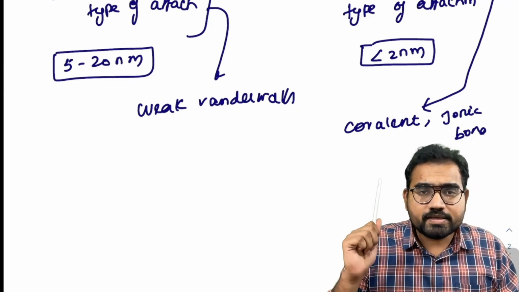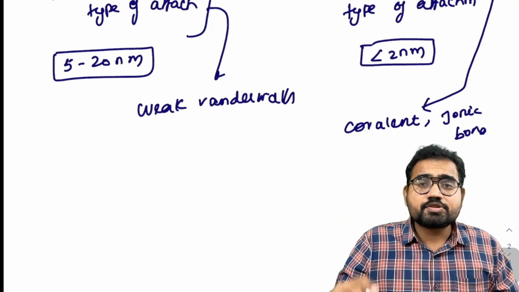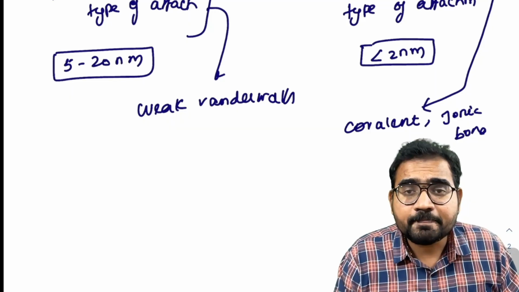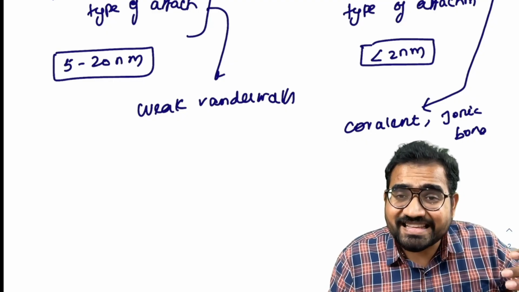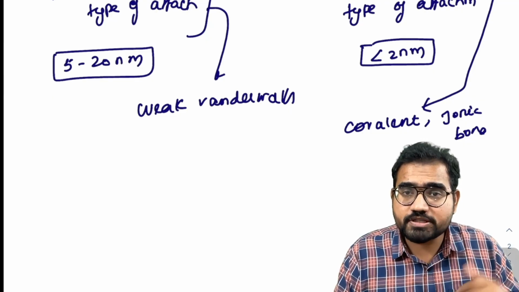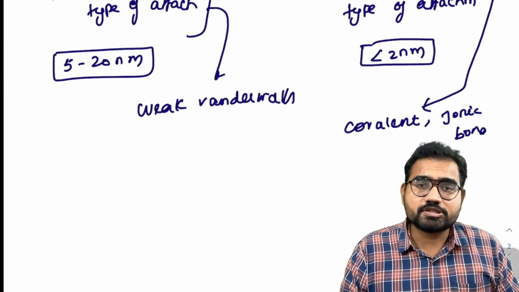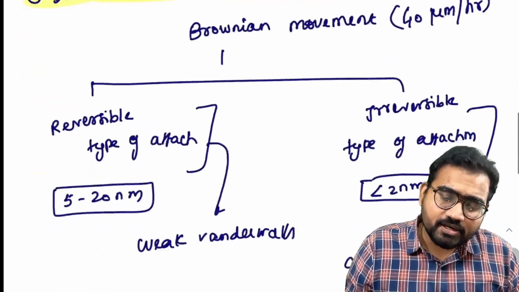So as I told you, if the bacteria attaches to the tooth at less than 2 nanometers, it is irreversible, by covalent or ionic bond. If it is 5 to 20 nanometers, it is reversible, by weak van der Waals forces. So the second step is initial adhesion.